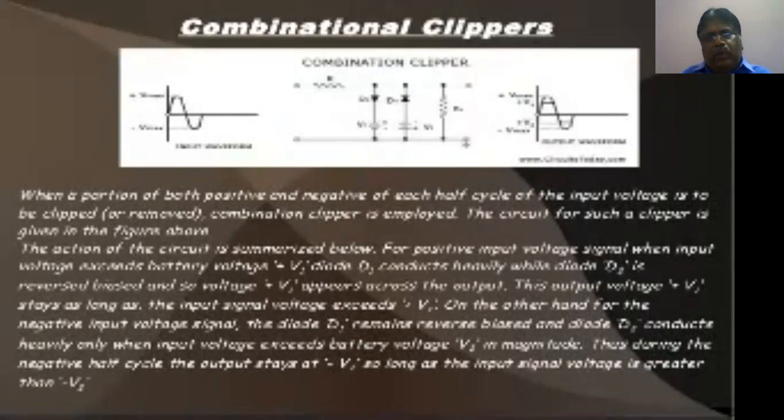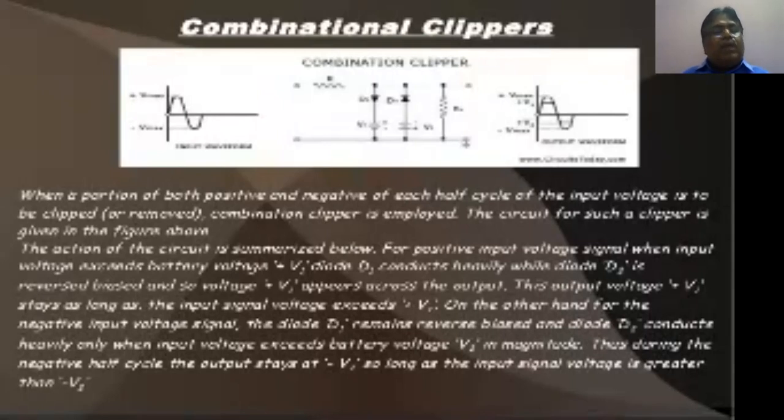positive input voltage signal, when the input voltage exceeds the battery voltage plus V1, diode D1 conducts heavily, while the diode D2 is reverse biased, and so voltage plus V1 appears across the output.